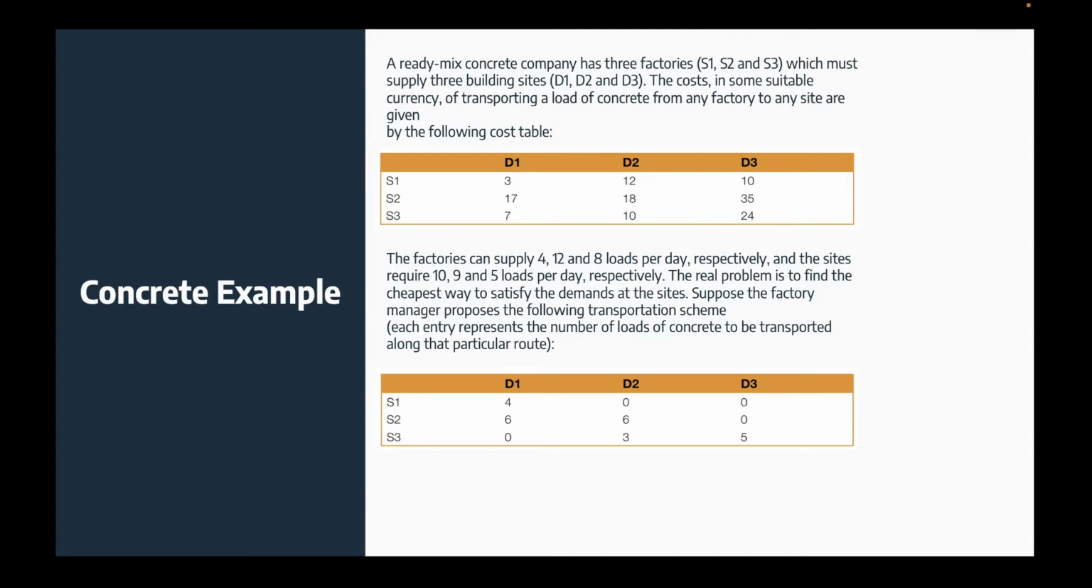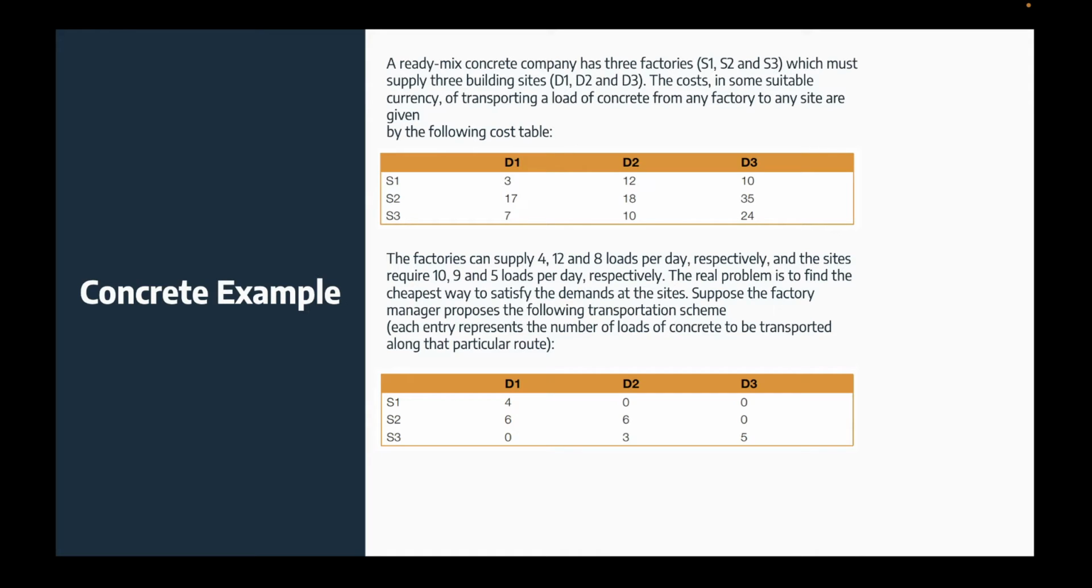We have a concrete example in your textbook. There is a ready-mix concrete company having 3 factories, as you see in the table: factories S1, S2, and S3. They should supply 3 building sites, which are D1, D2, and D3. The cost, in whatever currency you decide, of transporting a load of concrete from any factory to any site is given by the cost table that we have here.